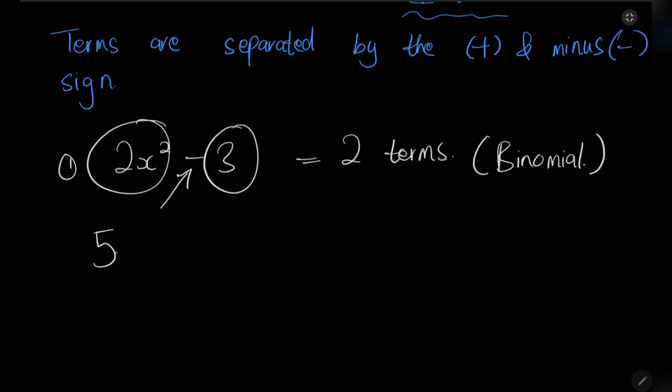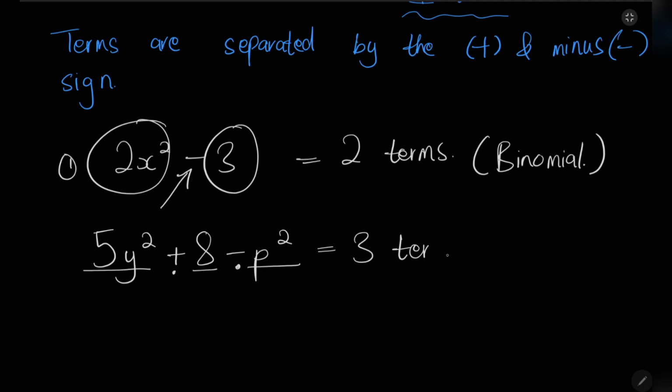If you have 5y squared plus 8 minus p squared, how many terms do you have? You have a plus sign here and a minus sign there. You have 1, 2, 3. You have 3 terms. This is a trinomial.